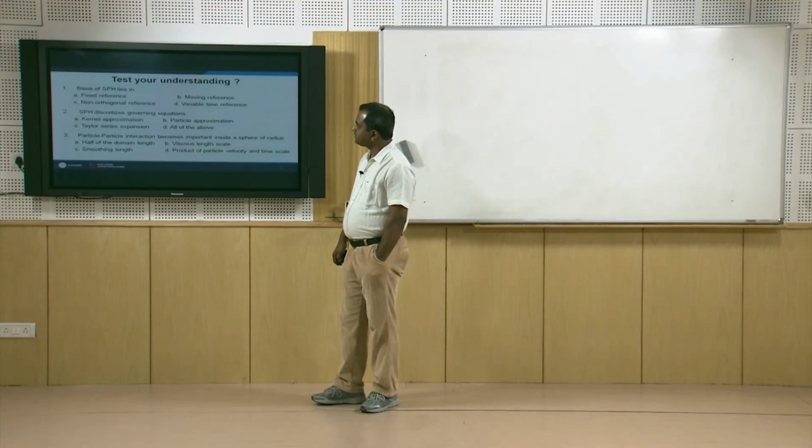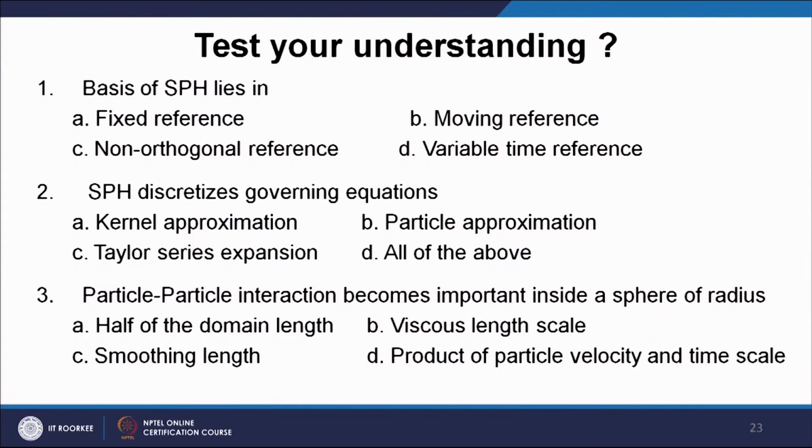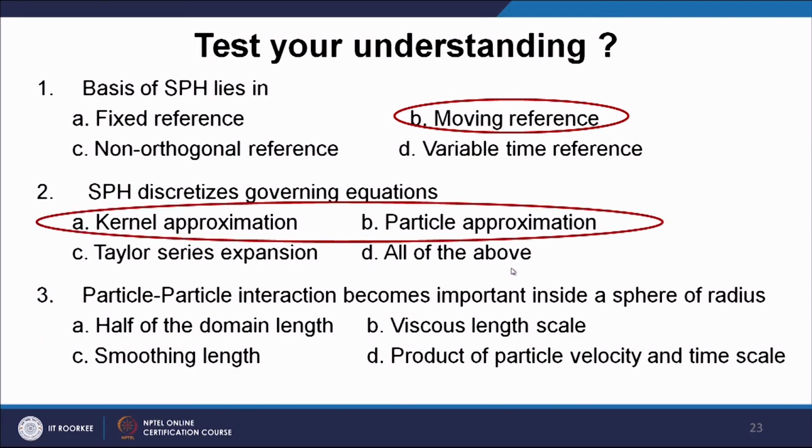Now, to test your understanding, we have 3 questions. The basis of SPH lies in: fixed reference, moving reference, non-orthogonal reference, or variable time reference. The correct answer is moving reference, it is Lagrangian in nature. SPH discretizes governing equations using: kernel approximation, particle approximation, Taylor series approximation, or all of the above. Already I have shown you kernel approximation and placement of particles. So, the correct answer is both kernel approximation and particle approximation.